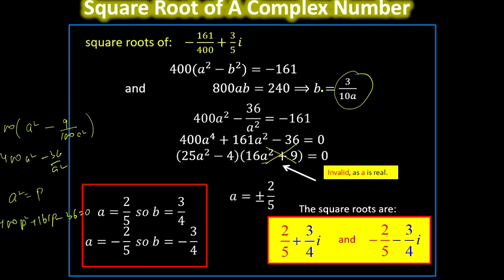Again, you see here the roots, if you plot them, form rotational symmetry of order 2. If this is the value 2 by 5 plus 3 by 4 iota, this is the value of negative 2 by 5 minus 3 by 4 iota, with a difference of pi.